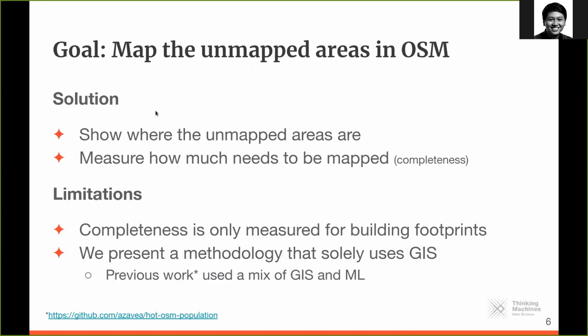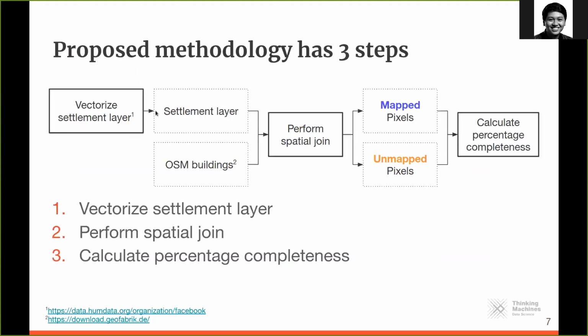We did some digging and we found out that there's a previous work where they measured the completeness of building footprints using GIS and ML or machine learning. And this is where our work comes in. We present a methodology that uses GIS solely, and this is simpler to implement and still provides insights regarding unmapped areas. Our proposed methodology has 3 steps. I'll explain each step so that it's easier to understand.